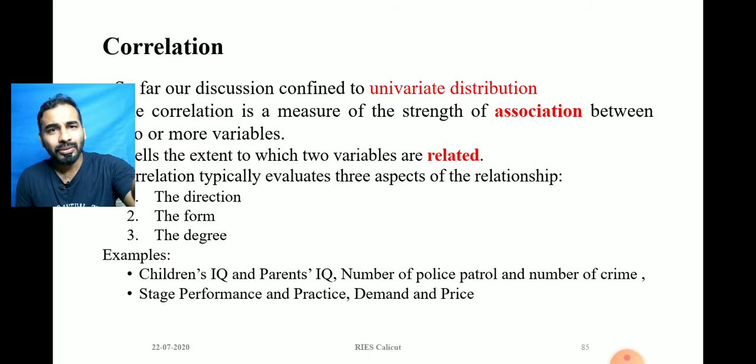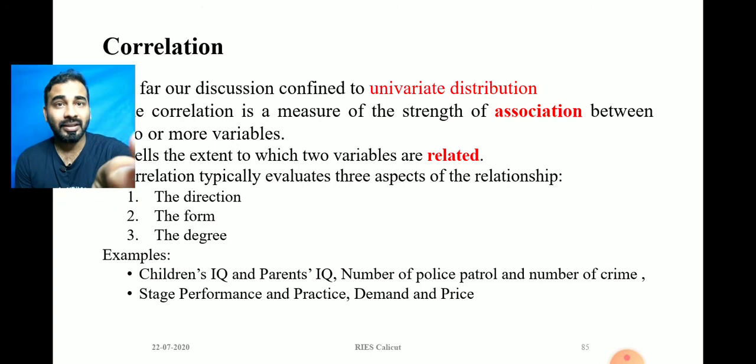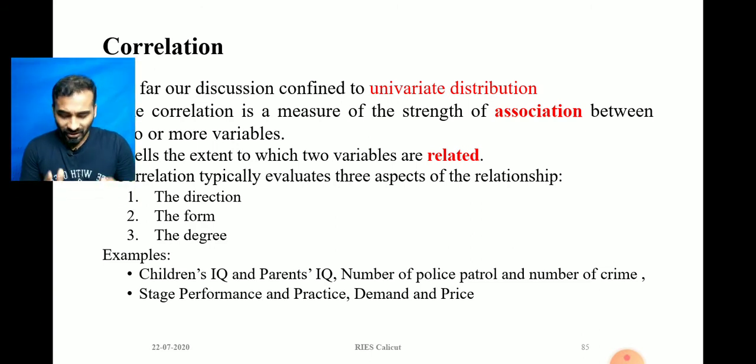Now in correlation what we are going to measure is the strength of the association, or the strength of the relationship between two or more variables, or how two or more variables are related to each other. So there must be two variables. In correlation we always deal with a bivariate distribution or a multivariate distribution, where there will be more than two variables. So in this correlation what we are going to tell is how we can find out whether two variables are related or associated or not.